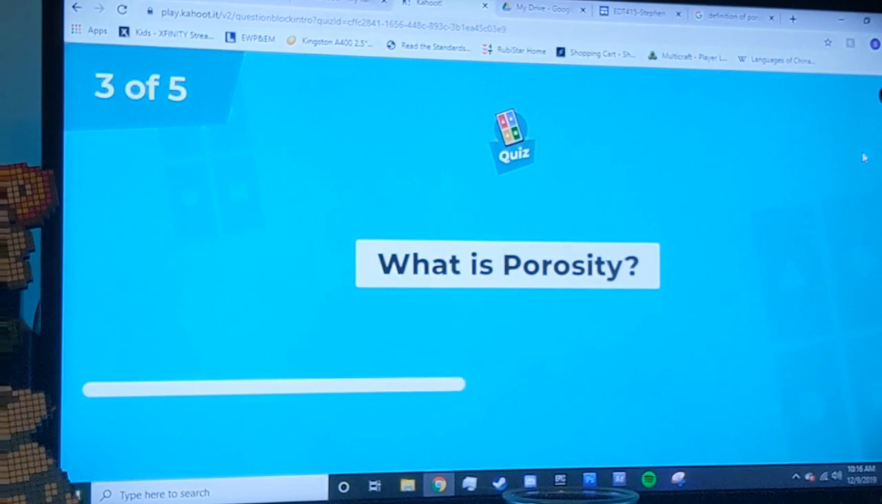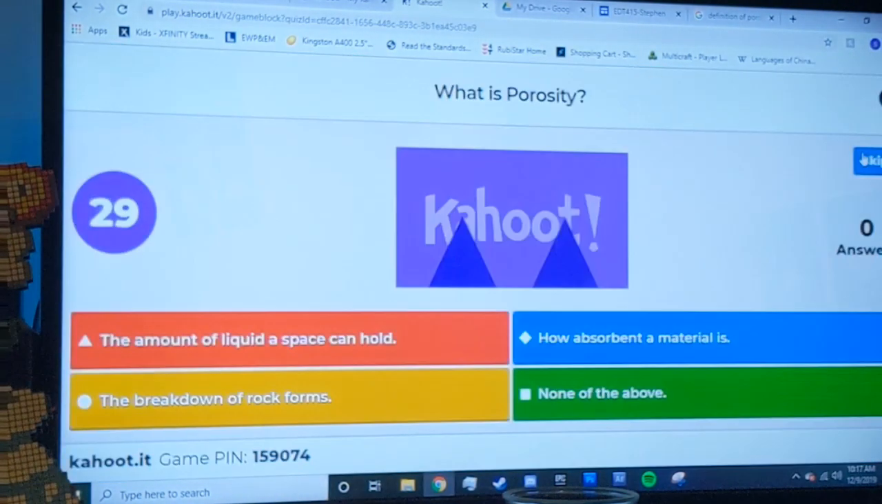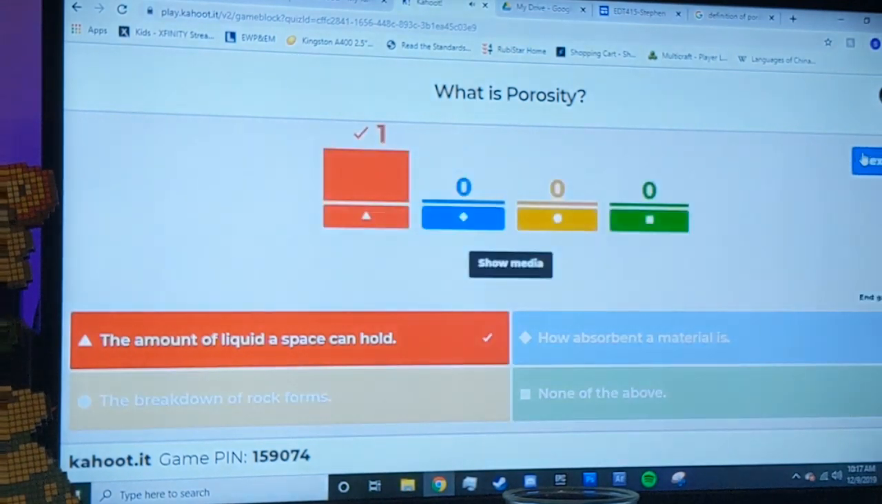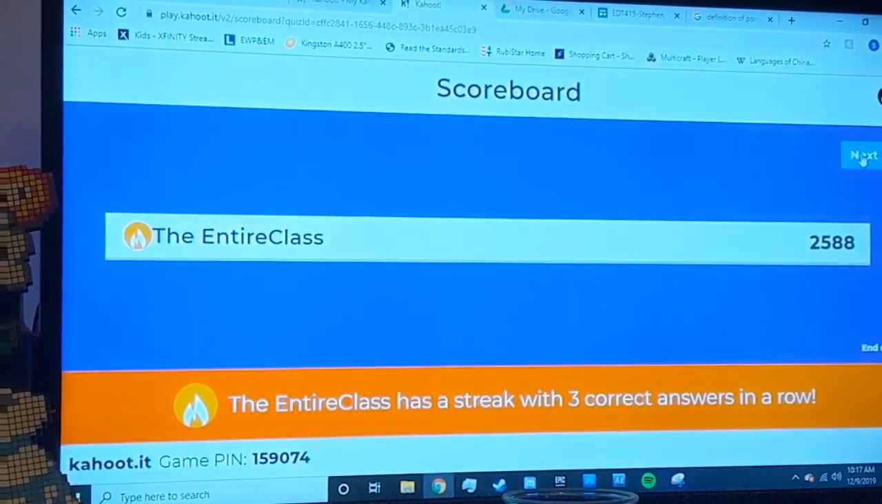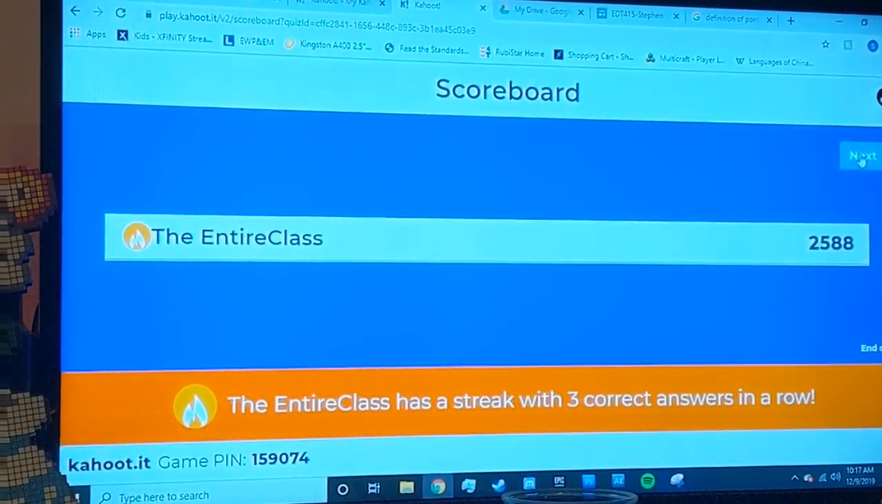Alright, this is what I started off the class with. What is porosity? Who remembers that definition that we had from earlier on? That is right. It's the amount of space that a liquid can hold. As you remember from our experiment earlier on where we had the marbles, pebbles, and sand, the marbles had the most amount of space that can hold a liquid. You guys are on fire. Let's keep going.